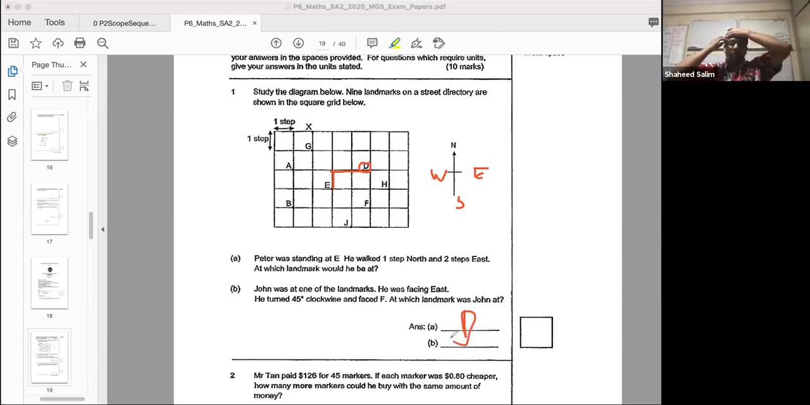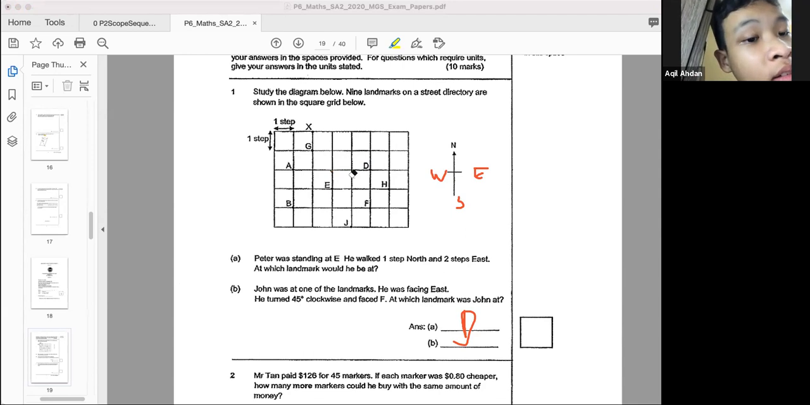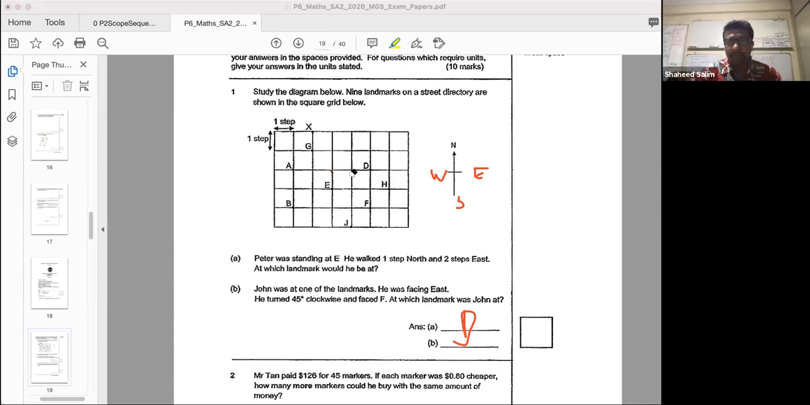Okay, the last one now. John was at one of the landmarks. We do not know which. He was facing east. He turned 45 degrees clockwise, to the right. Clockwise to the right. Face F. At which landmark was John at?